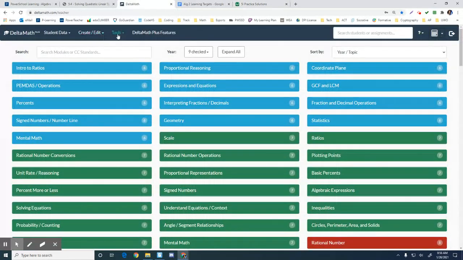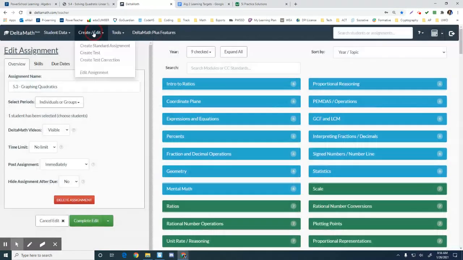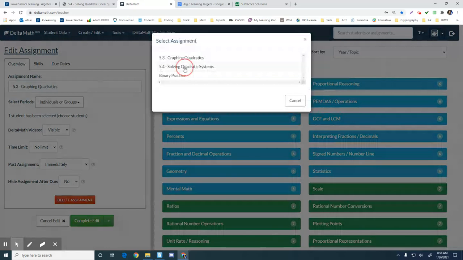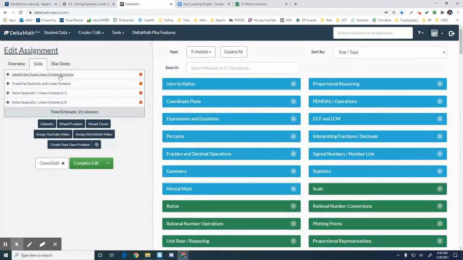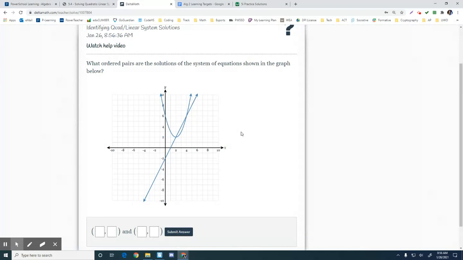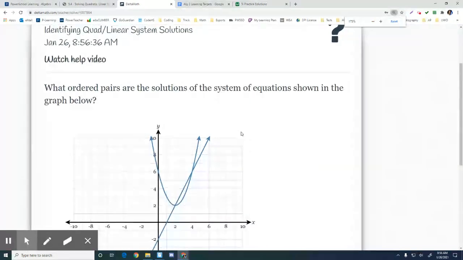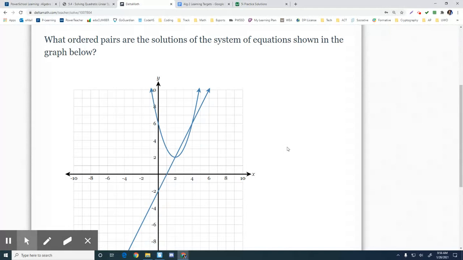So on Delta Math, you do have an assignment here. On 5.4, solving quadratic systems. 4 different things for you. The first one, incredibly simple, okay? Identifying the solutions. And so literally you're just typing in the coordinates, all right? And this is me just trying to get you to associate the solution with being the intersection points on the graph. So what are the ordered pairs?